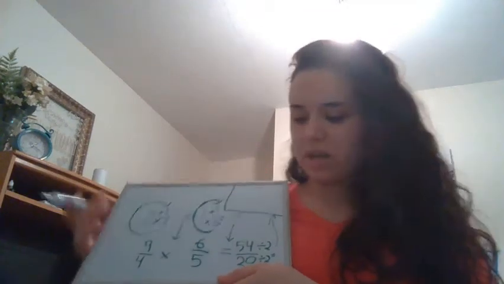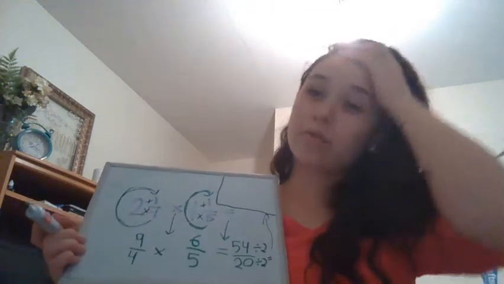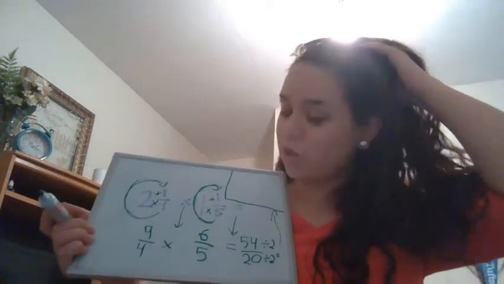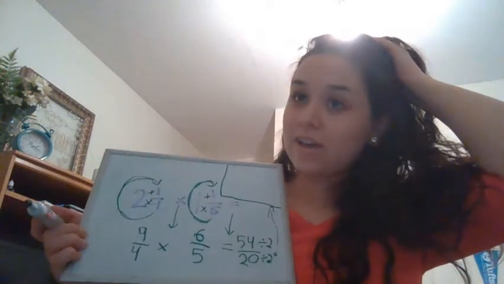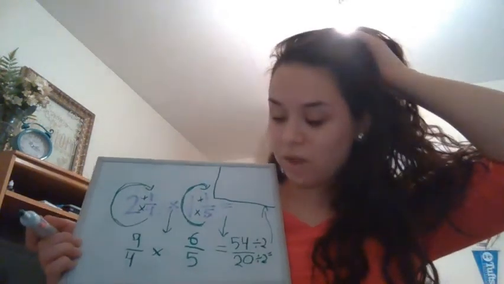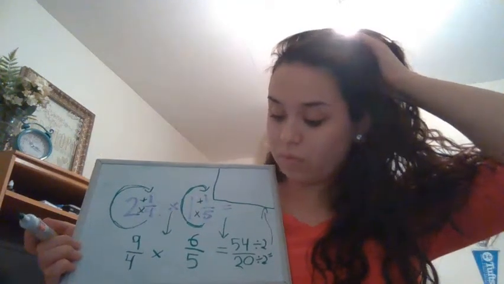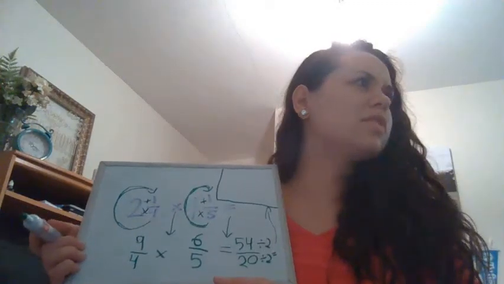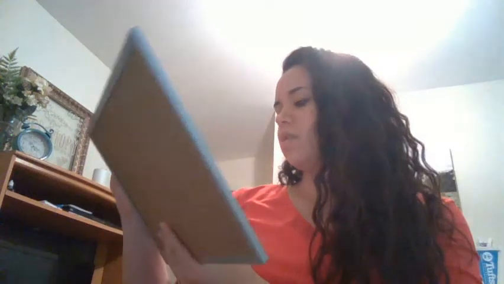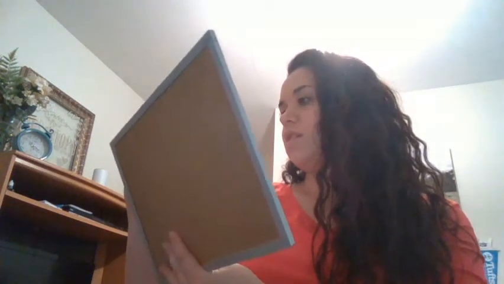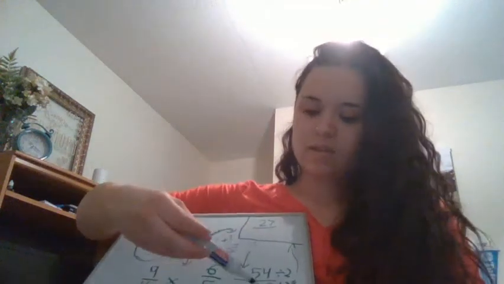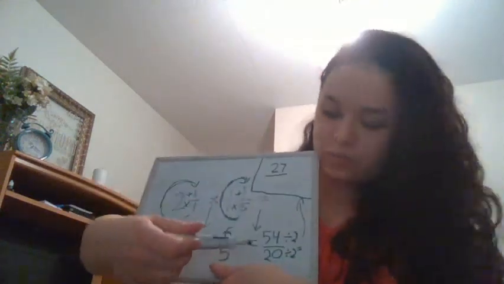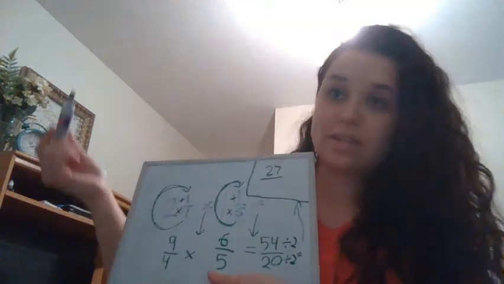Okay, 54 divided by 2. Oh, that's a hard one. I might need to do some long division or use my calculator. I am smart and I know that it's 25 plus 2, which is 27. Is that correct? Yeah, 27. So 54 divided by 2 is 27. Let's go ahead and write 27 on top. Let's do 20. 20 divided by 2. That one's easy. That's 10.